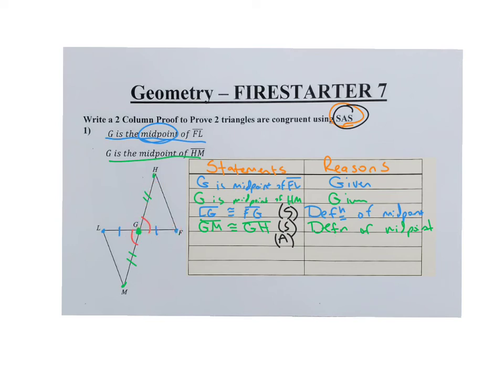So I know just based off of SAS being the rule that I somehow have to figure out a way to say angle LGM is congruent to angle HGF. I have to be able to say that. Now, luckily, I remember something from earlier in the class. We talked about angles that are across the street from each other. Angles that are across the street from each other are called vertical angles, and vertical angles are always congruent. It's a theorem. Vertical angles are always congruent. So that means I have proven two side statements and an angle statement.